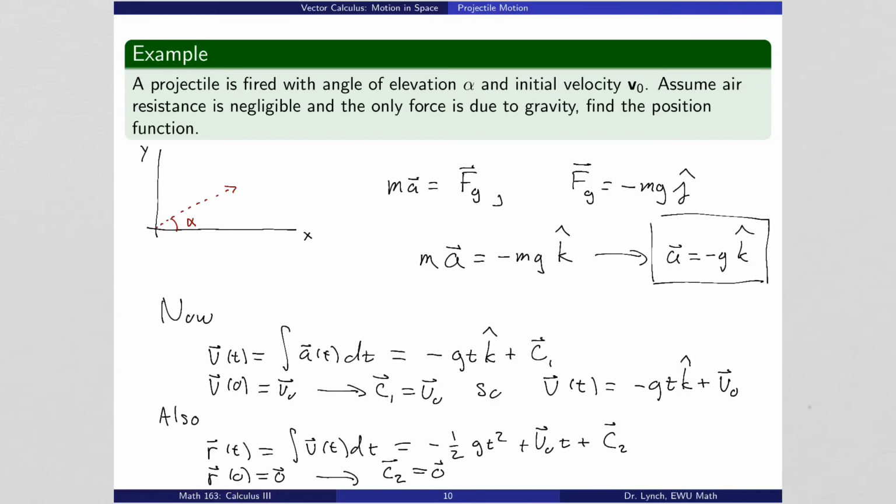So here are those two integrals. The velocity vector is given by the integral of the acceleration vector. We'll express that as minus gt k hat plus some constant vector, I'll call that c1. Of course, given that the velocity at 0 is v naught, we can take c1 vector to be v naught, giving us a perfectly good expression for the velocity. Similarly, the position vector is given by the integral of the velocity vector, which we'll express as minus 1/2 gt squared k hat plus v naught t plus c2.